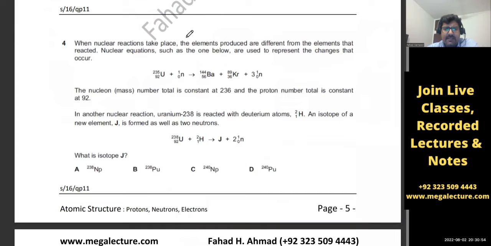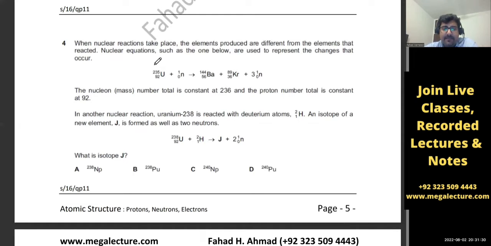When nuclear reactions take place, the elements produced are different from the elements that reacted. ठीक है? So elements that reacted and elements that are produced. Nuclear equations such as the one below are used to represent the changes. The nucleon number total is constant at 236, and the proton number is constant at 92. In another reaction, it is reacted, and an isotope of a new element J is formed, as well as 2 neutrons. Okay. So what is isotope J?